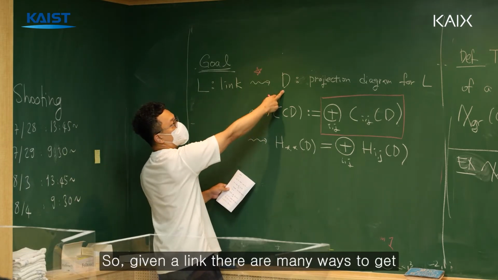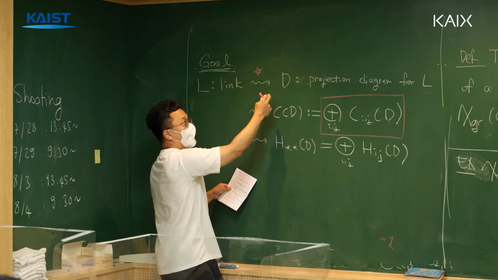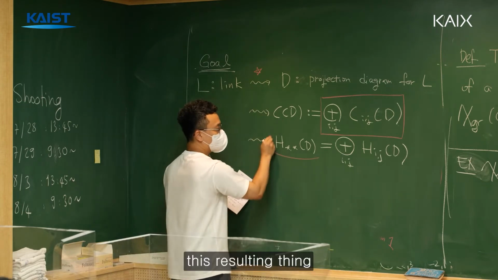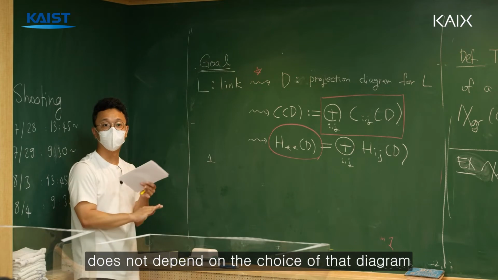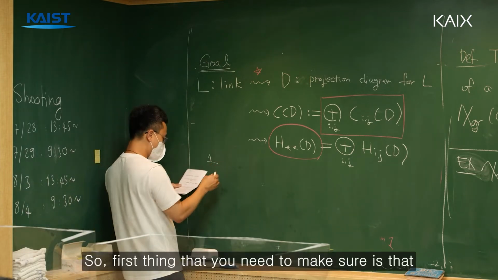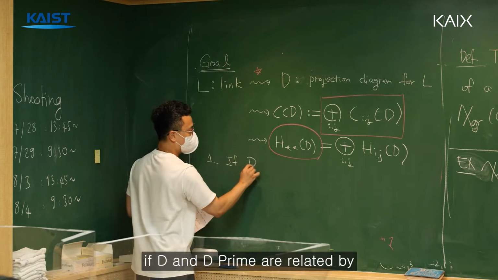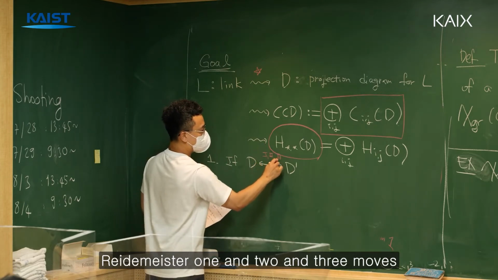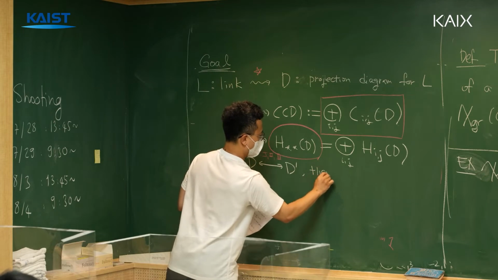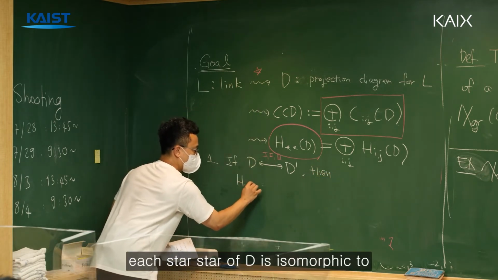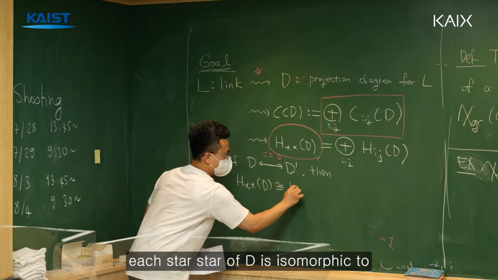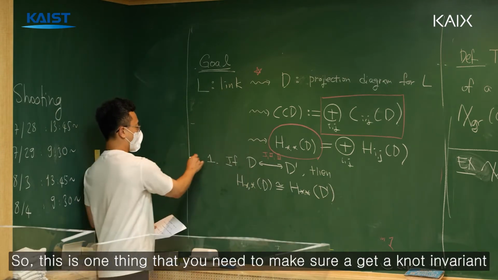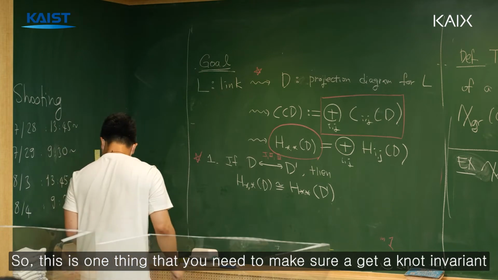So given a link, there are many ways to get this diagram. But as we've seen the first day, any of these diagrams are related by Reidemeister moves. So what you need is that the resulting thing does not depend on the choice of that diagram. So the first thing you need to make sure is that if D and D prime are related by Reidemeister 1, 2 and 3 moves, you want to show that H star star of D is isomorphic to H star star of D prime. So this is one thing that you need to make sure of to get a knot invariant.